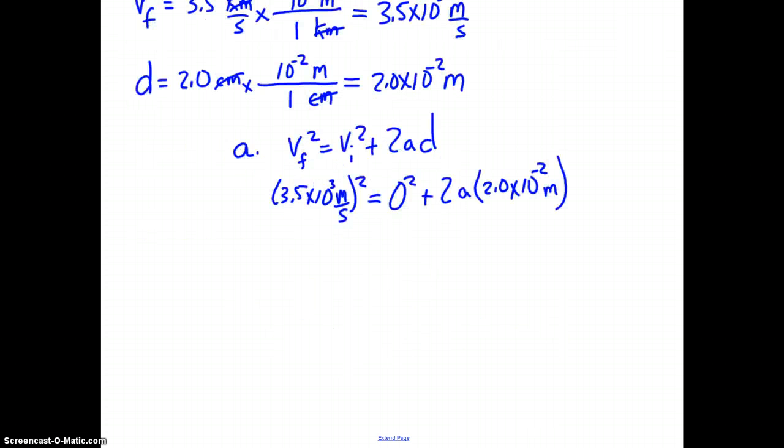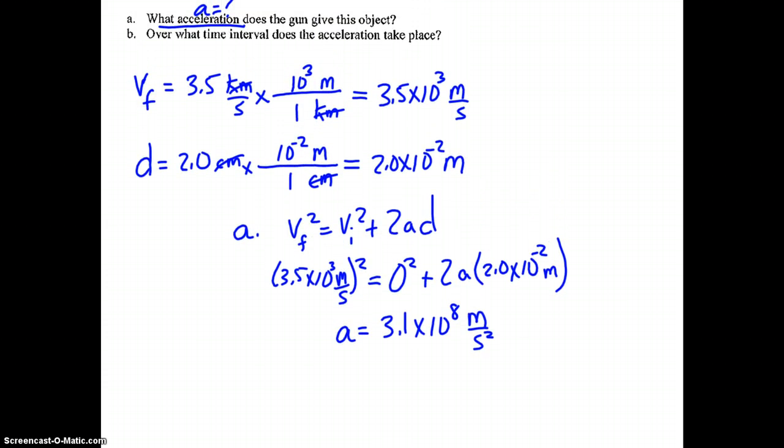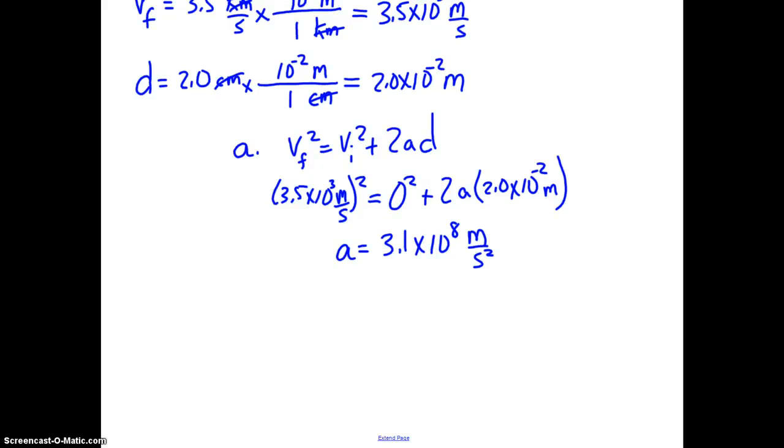Solve this algebraically for A. Pause the video if you need time. Take as many steps as you need to be accurate here. And you should get an answer that's 3.1 times 10 to the 8th meters per second squared. An incredible acceleration. Okay? For part B, over what time interval, so we're looking for the time over which the acceleration takes place.